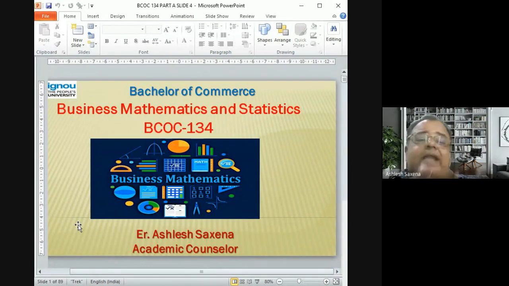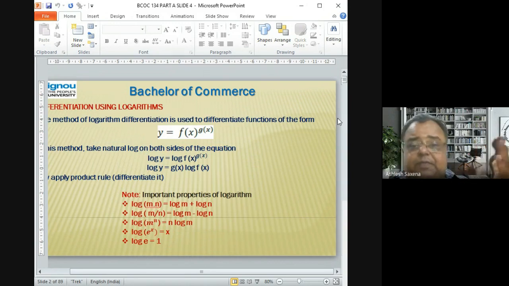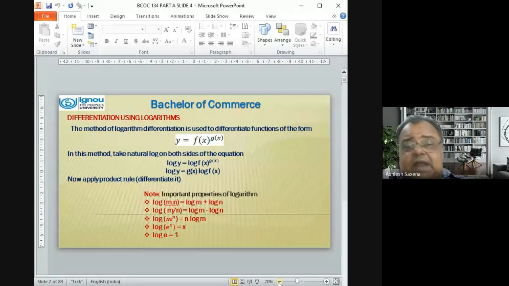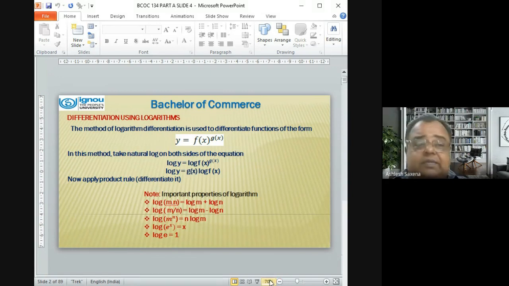In my last session, I was talking about differentiation. Let me recall what differentiation was, because it has wide applications. I will start today's session with the last part of differentiation, where we don't have numerical numbers in the power of the function.